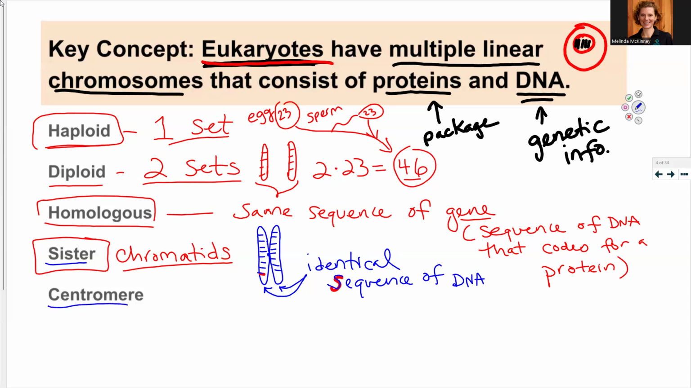The last thing is the centromere in terms of this vocabulary. You've got a chromosome here. They're connected. That center part where they're connected is called the centromere.